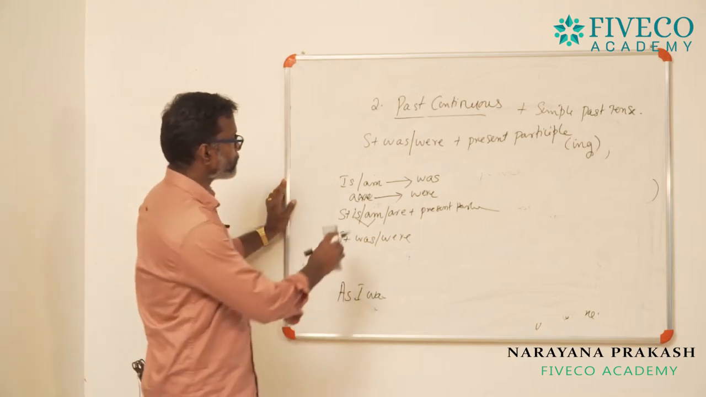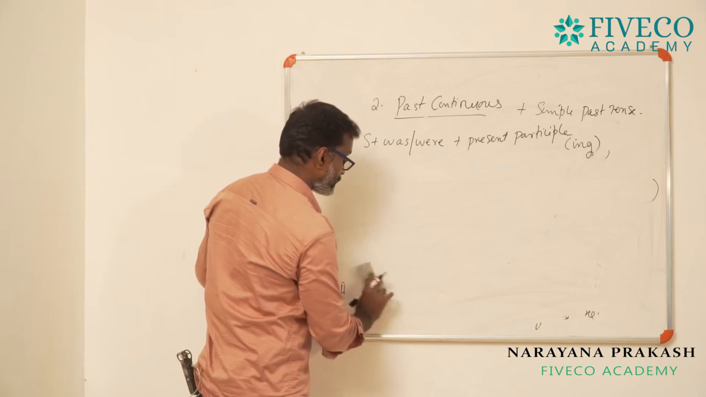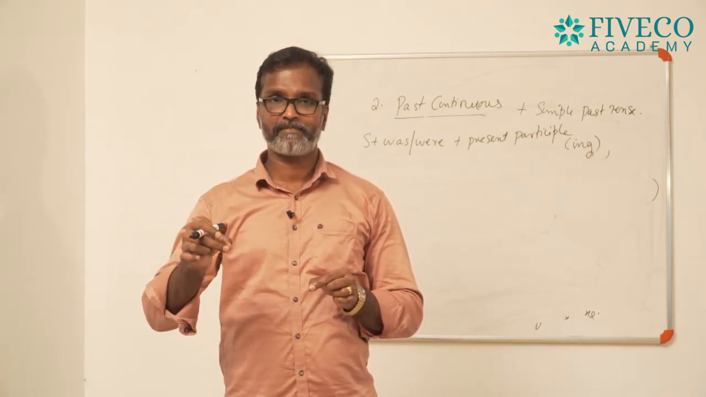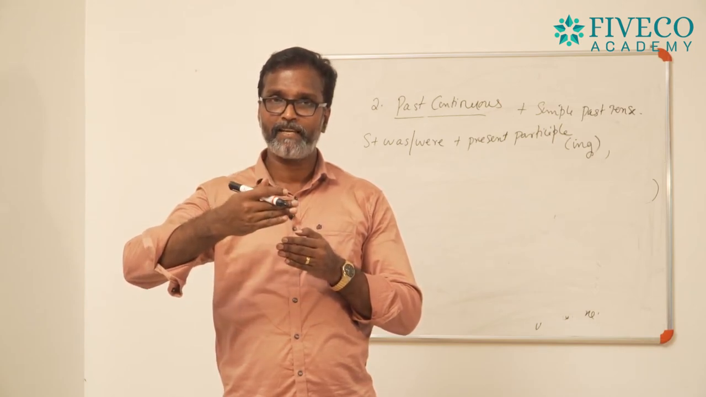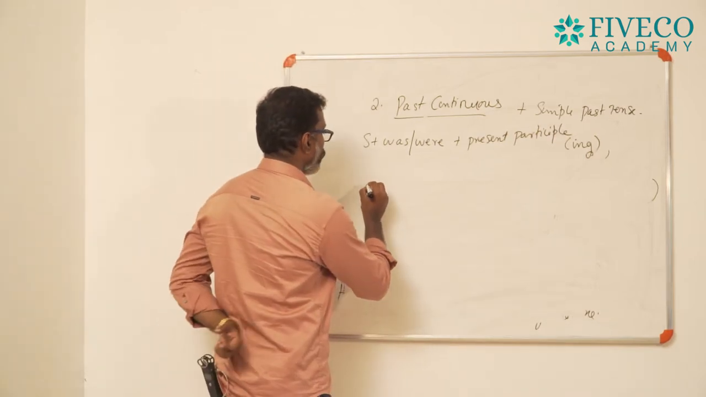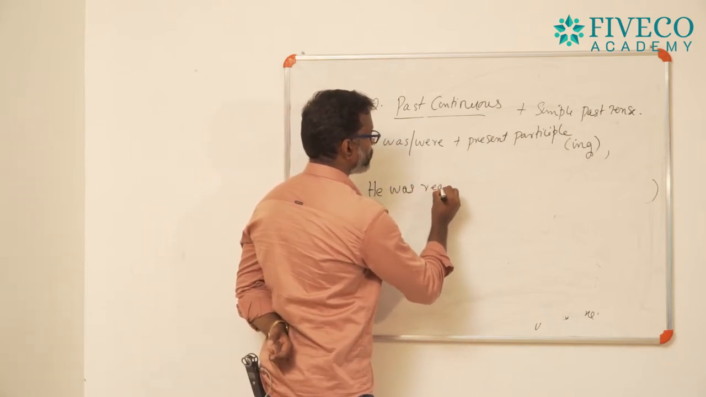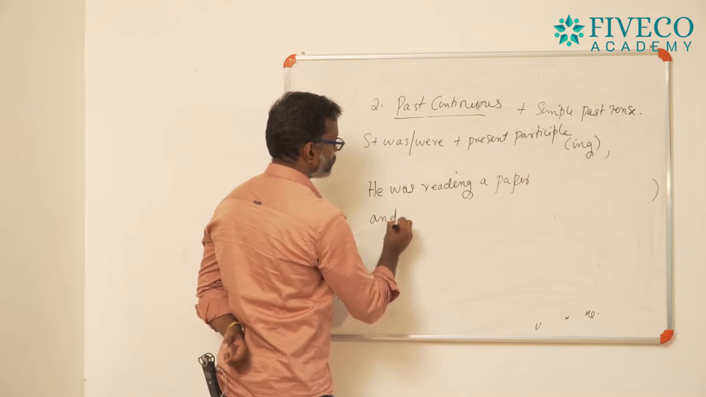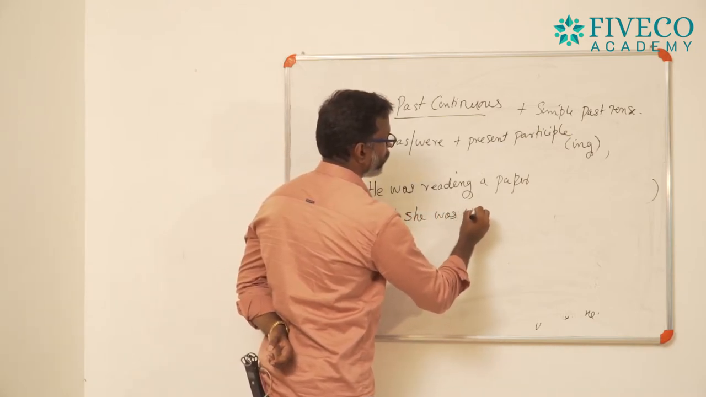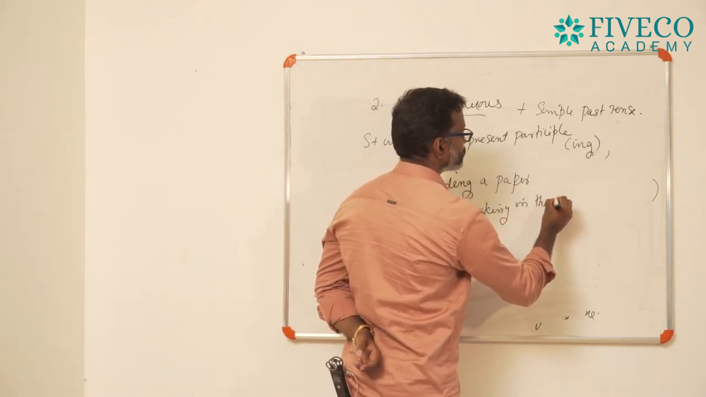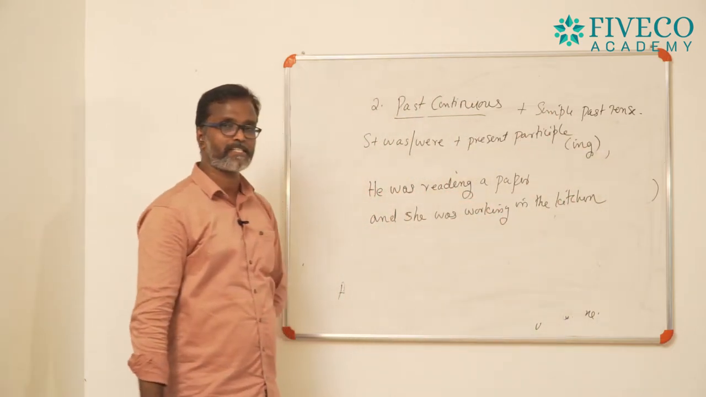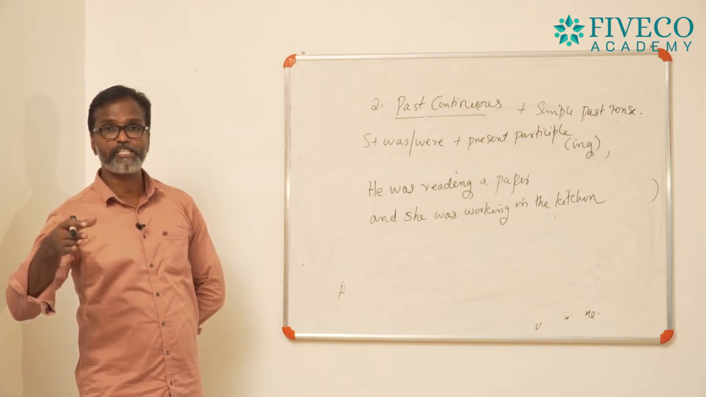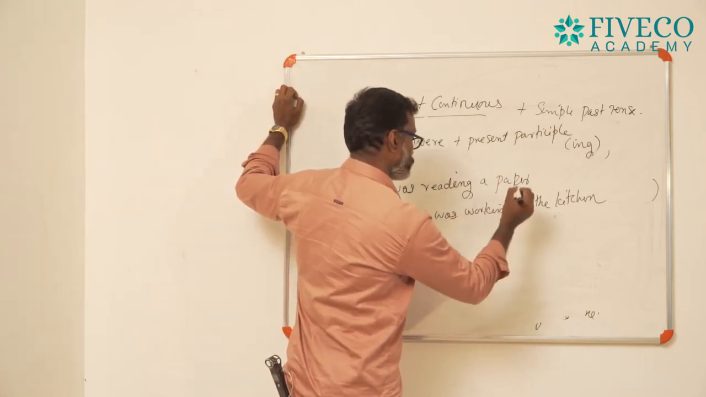For example, simultaneous actions. Simultaneous actions means two actions are happening at the same time in the past. We can express two actions happening simultaneously in the past. For example, he was reading a newspaper, and she was working in the kitchen. Two actions are happening simultaneously, and these two actions are happening in the past. Past progressive action. He was reading a paper, and she was working in the kitchen.